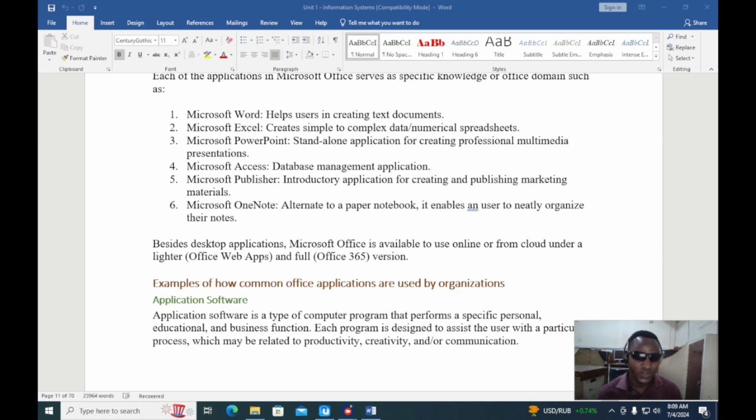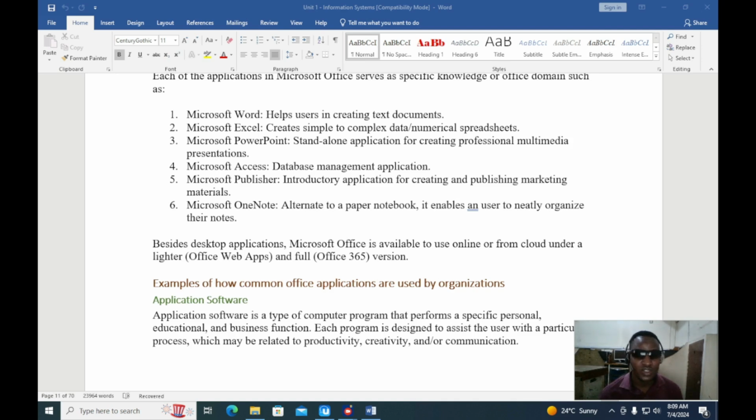We have Microsoft Access that is used for managing databases. We also have Microsoft Publisher, and the work of Microsoft Publisher is to make sure that we are able to create and even publish some marketing tools. We can create brochures, we can create business cards, we can create certificates, we can create banners with Publisher for the purposes of marketing. So we also have Microsoft OneNote.